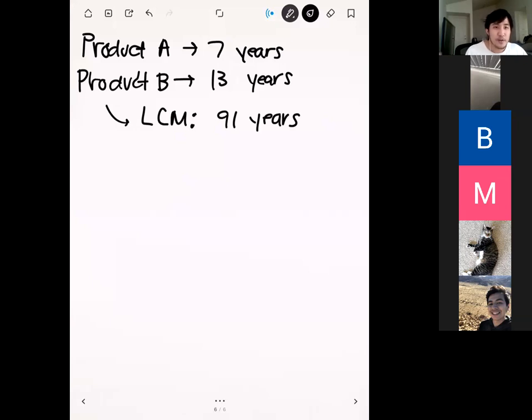That's longer than maybe some of us will be alive on this earth. So even though it's the least common multiple between these two, you're probably not going to be using a product for 91 years such that your analysis is useful. When your least common multiple is something really big like this, where it's unreasonable that you would use it for this long, then you're going to have to use something else. In these situations where the least common multiple is really unreasonable, one thing that you can do is assume that you're going to salvage Earth.